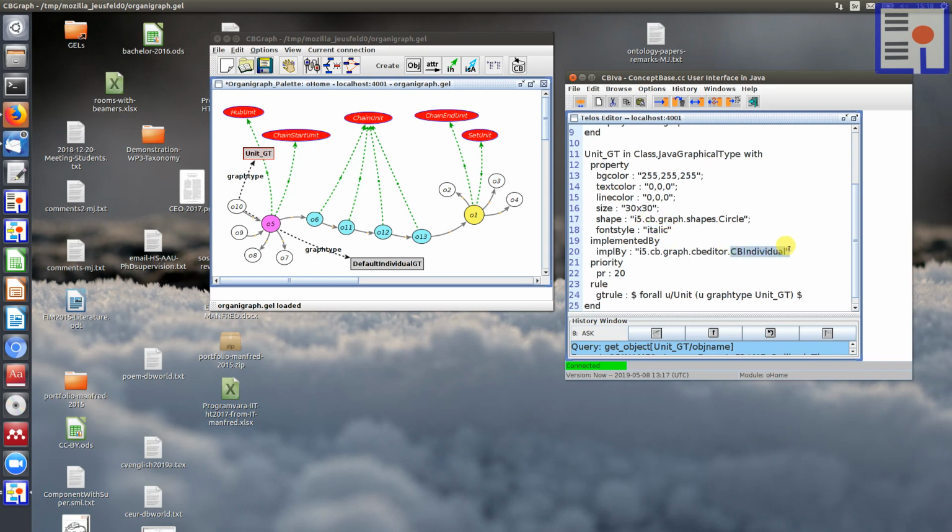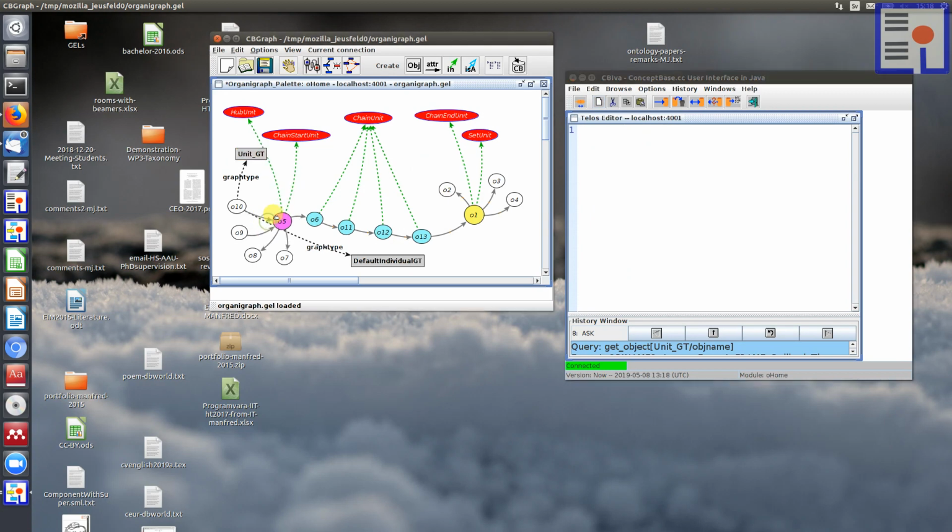It's also a node-like object, and we define here a rule that tells which objects get this graphical type. So every unit gets this graphical type. The priority is used to select the graphical type if several ones are applicable to a given object, like here. So we have two choices here. This one will have the higher priority, so this is preferred for this.